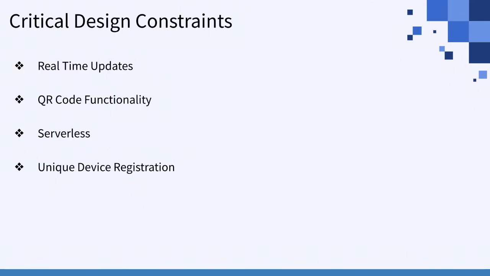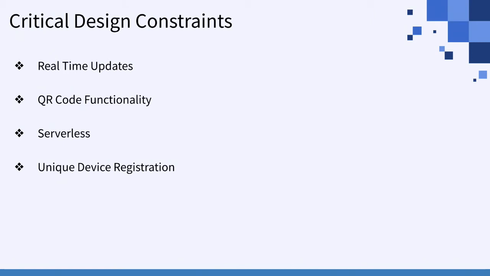So for our solution, we had 4 major design constraints that really drove our system architecture. The first one was real-time updates, as mentioned by Aaron. So for the smart TV, we need to be able to push content in real time, so that way we know the content on the TV is always up to date.